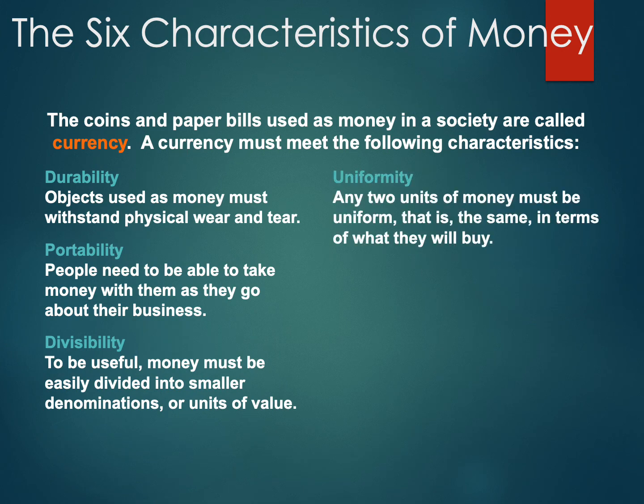Uniformity. Any 2 units of money must be uniform. That is the same in terms of what they will buy. $1 or 4 quarters, they're all worth $1, and they're worth $1 in all contexts throughout an economy.